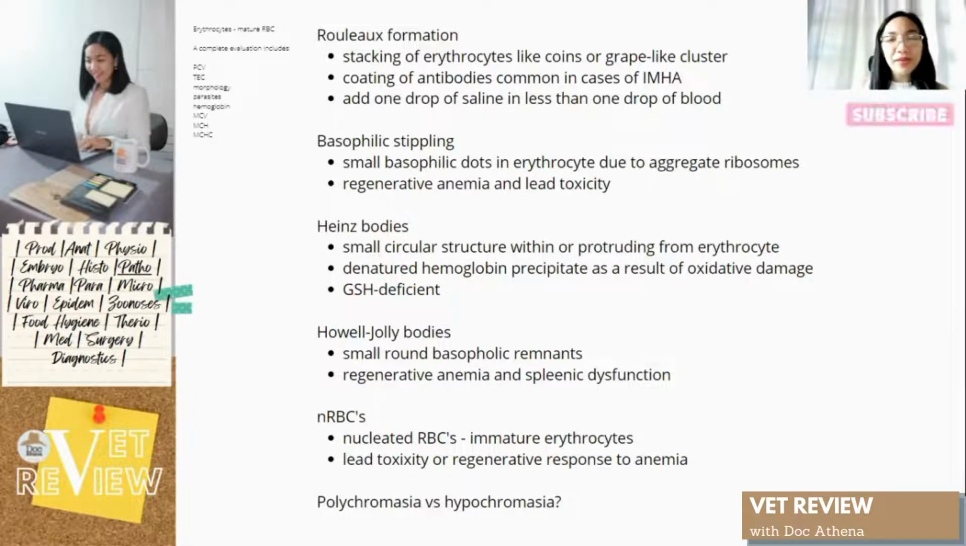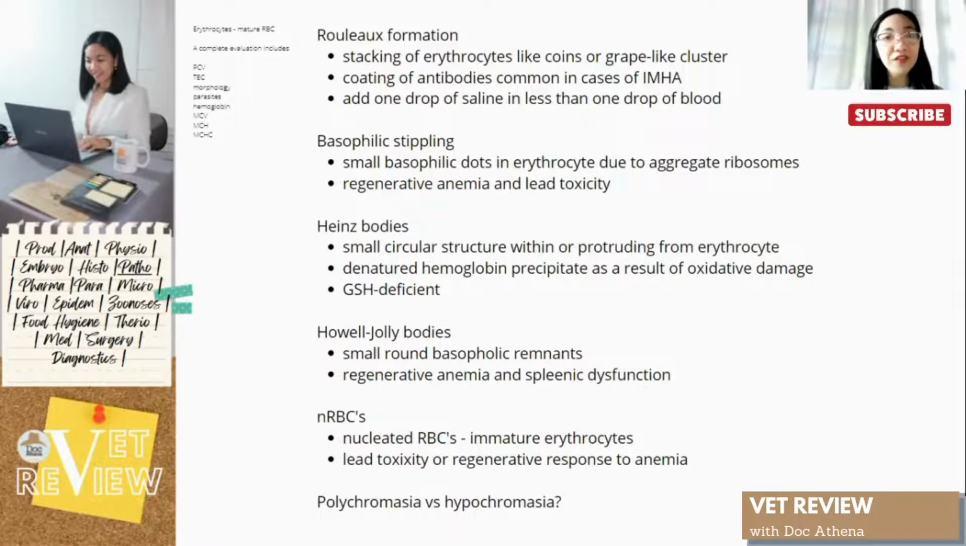Okay, rouleaux formation is the stacking of erythrocytes like coins or a grape-like cluster. And this happens usually due to the coating of antibodies, common in cases of immune-mediated hemolytic anemia. And in order to verify this, we can add 1 drop of saline to less than 1 drop of blood.